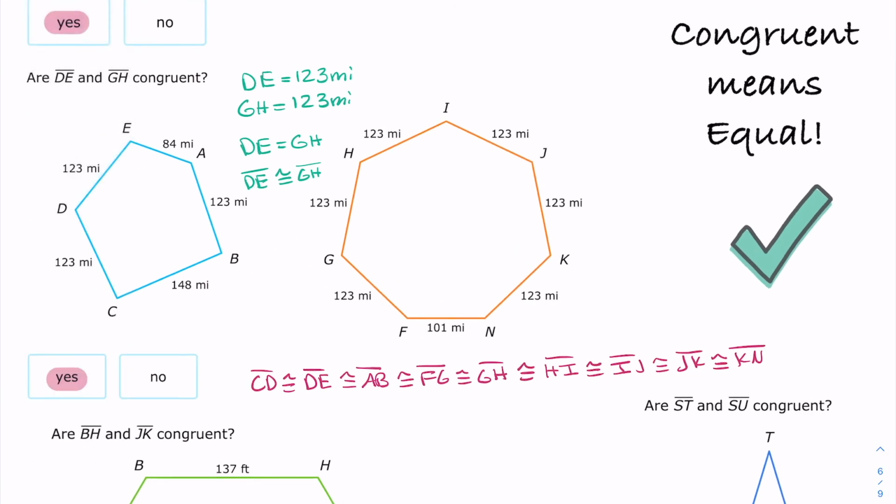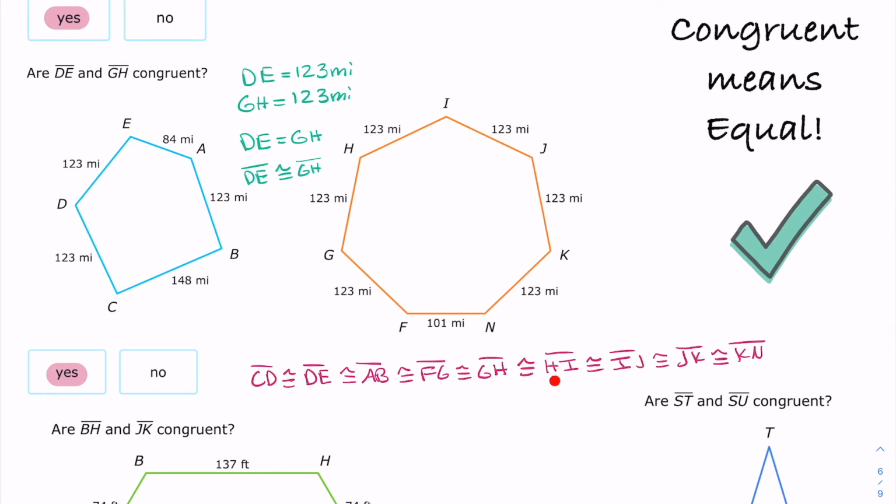Wow, those are all congruent. So any option, even if they switched IH, if they switch this to be IH, it's still congruent to HG or GH. So it doesn't matter the order of your segments, but these are all congruent.